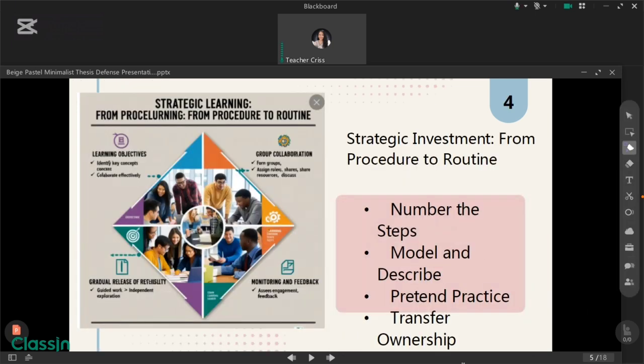Okay, so let's start. Sorry about that one. As mentioned earlier, we have four stages from procedure to routine.